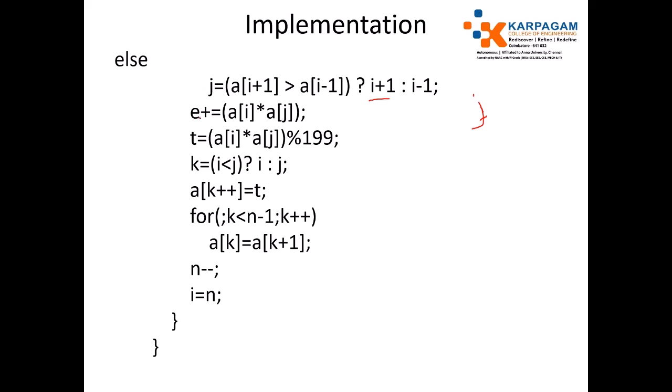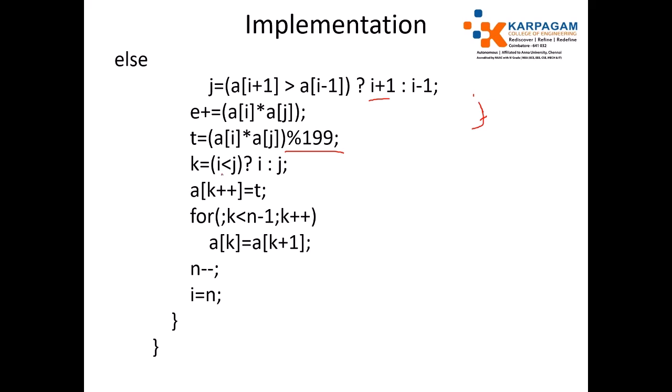Then after that, the result may be greater than 199, no? This will be a problem, so that is why we are using modulo 199, so that it does not exceed 199. Then just check i less than j. If i is less than j, keep the result as k equal to i, otherwise k equal to j. The total value, which may exceed 199 after identification, is stored in t. This t value is recorded in the array itself.